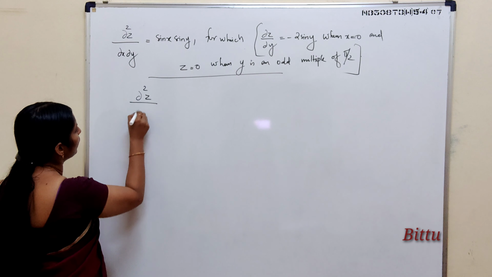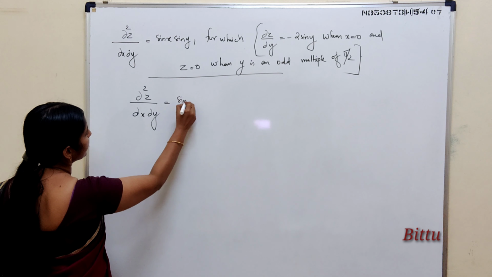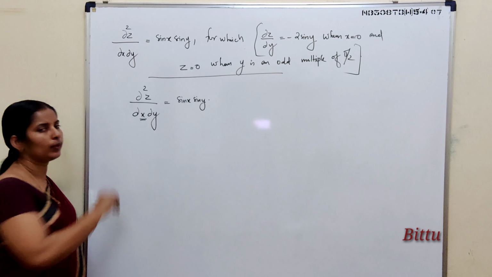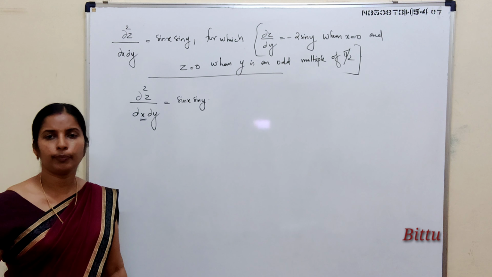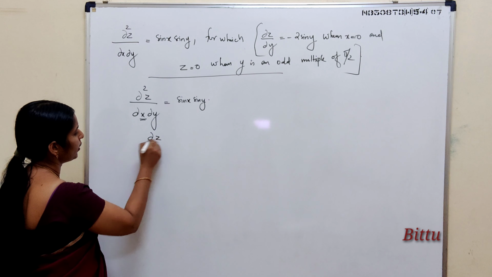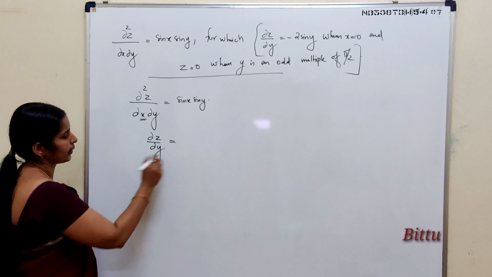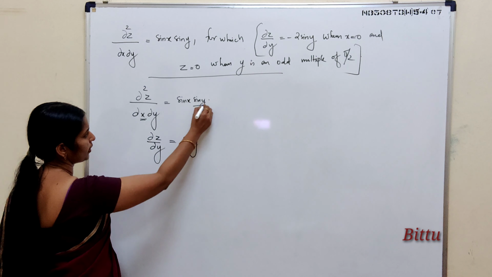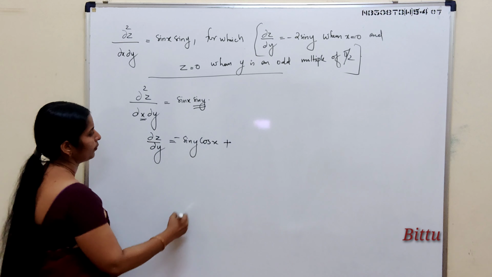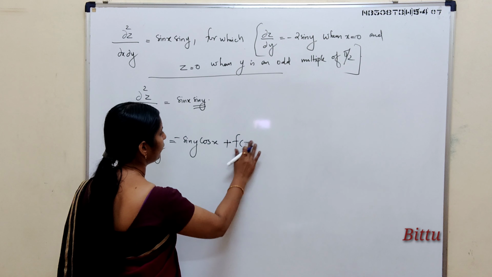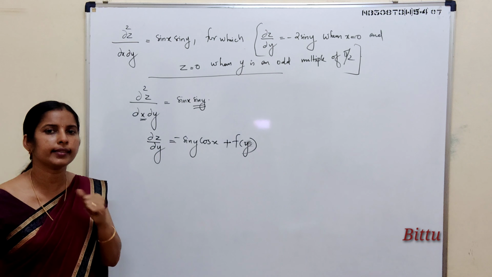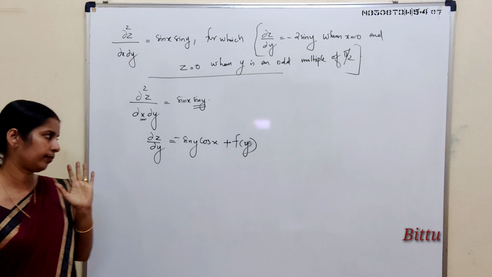Del square z by del x del y is equal to sin x sin y. See here, first you have to integrate with respect to x. At that time, you keep the constant as a function of y. So what is its integral? Del z by del y is equal to, we are integrating with respect to x, so you keep y as a constant. So sin y is a constant. What is the integral of sin x? It is minus cos x plus f of y. While differentiating with respect to x, we kept y as a constant, so the constant is a function of y.